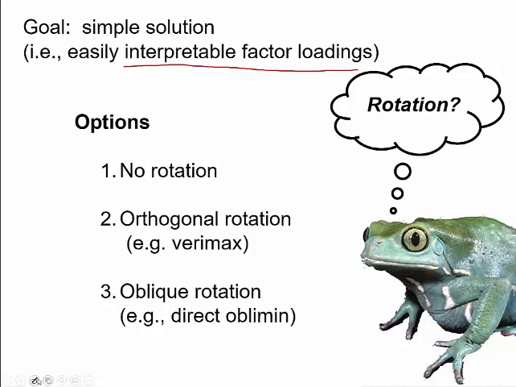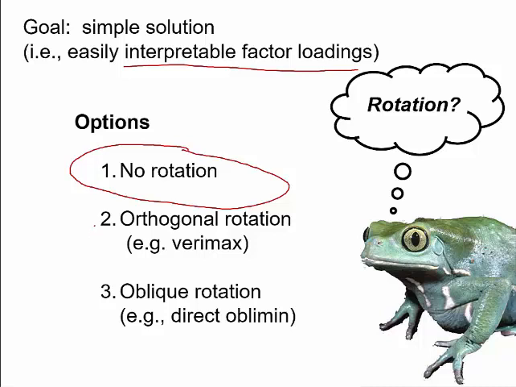And when we do rotation, there's 2 basic processes we can use. So one option, we could simply not rotate our solution. And if we don't rotate it, it would be hard to interpret. I've actually never seen anyone do a factor analysis and not rotate it. But that is one option. We could just take our initial solution and not rotate it and try to interpret that.